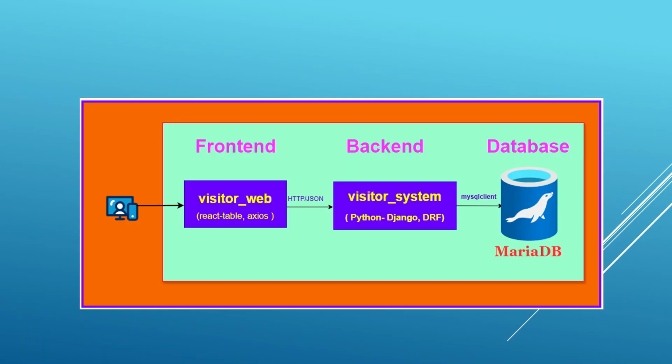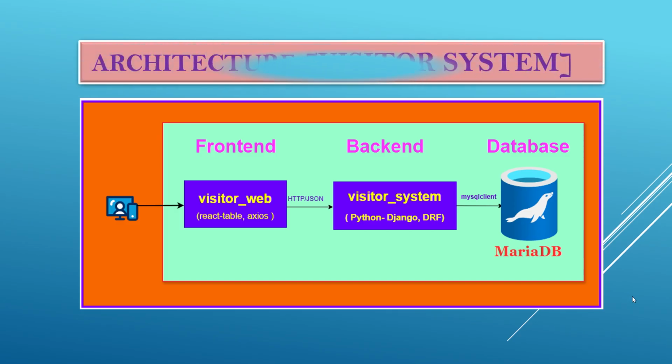Architecture, which tells us what exactly we are going to build today. Now on the front end side, we are going to create our front end application using React.js, and our front end application is visitor web underscore web we are going to create. And in that we are going to use React table and Axios library.